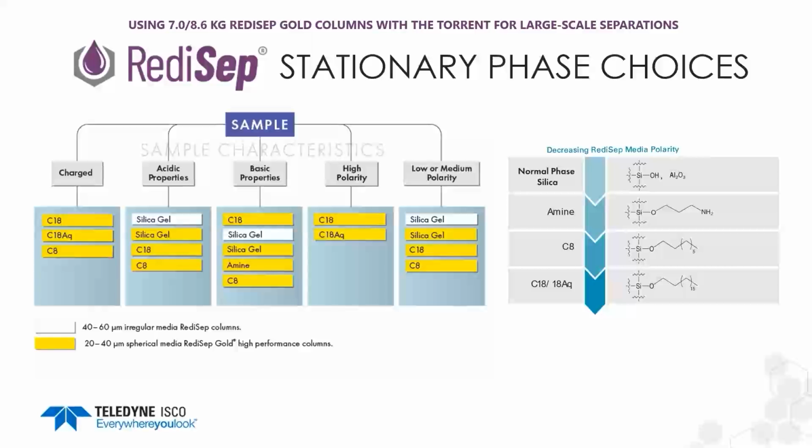On the right here, you can see just the relative polarity of the media, where we have our normal phase silica that is our most polar media and binds compounds, and non-polar compounds will elute faster down the column. And then we have our amine C8, and then we have our C18 and then C18AQ functionalizations that have decreasing polarity of the stationary phase.